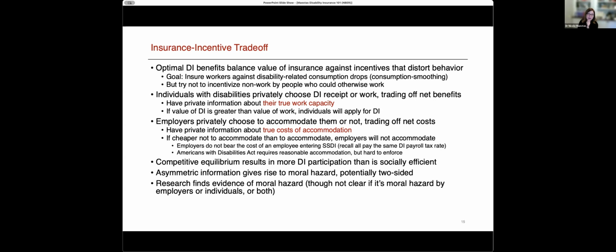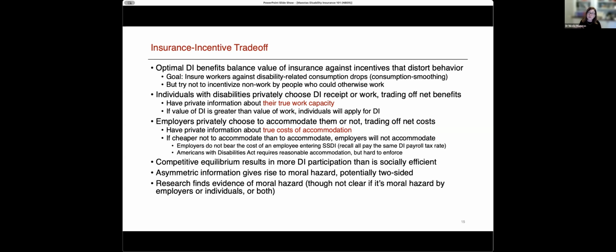I wanted to just say a little bit about one economic framing for SSDI, which is that it is an example of a program with an insurance incentive trade-off. The idea simply is that you want to provide DI benefits that insure people against a severe disability onset that limits their ability to support themselves in a labor market. But you don't want everybody to take up those benefits, because then you'd have no workers, right? So you have to have some rules and regulations around who's eligible.